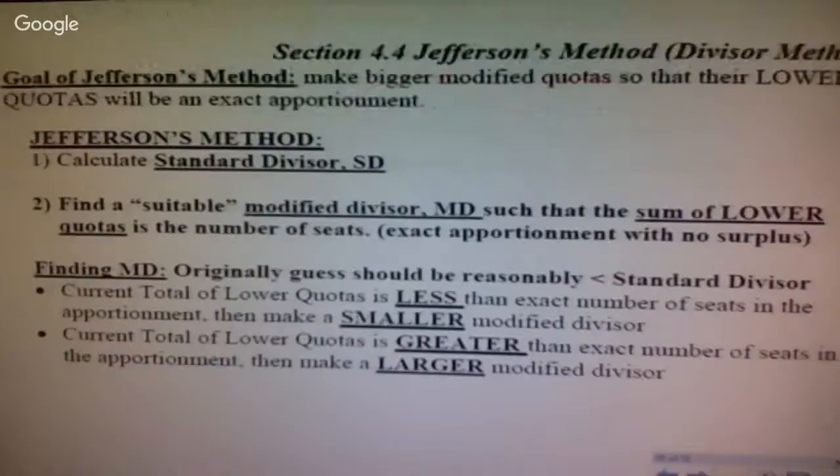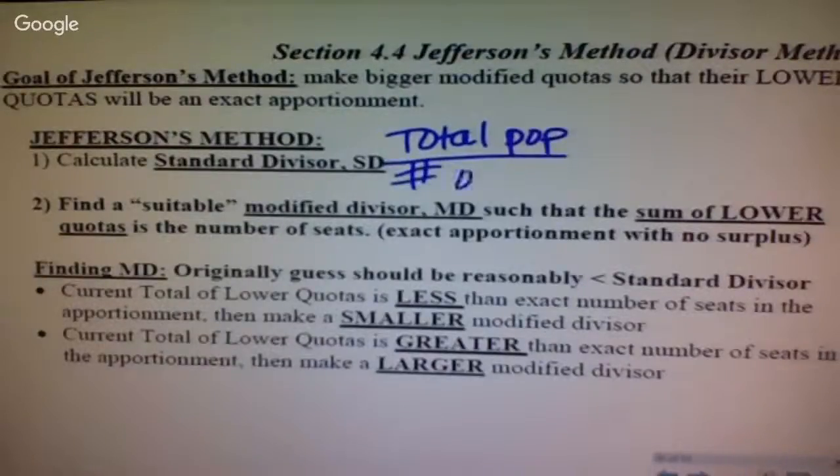All right. So here's your next method. Jefferson has come along and said, you know what, Hamilton? Your method sucks. I like parts of it, but I don't like other parts. So still the same beginning steps. I need a standard divisor. So I still need to take my total population, and I still need to divide by the number of seats.